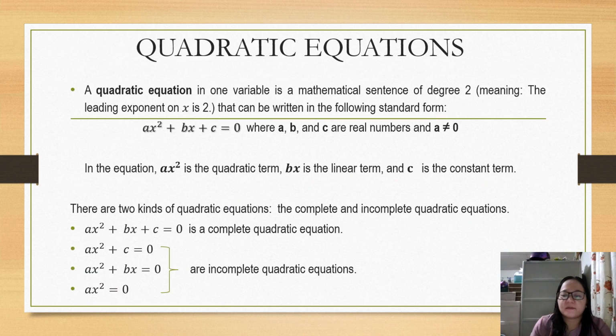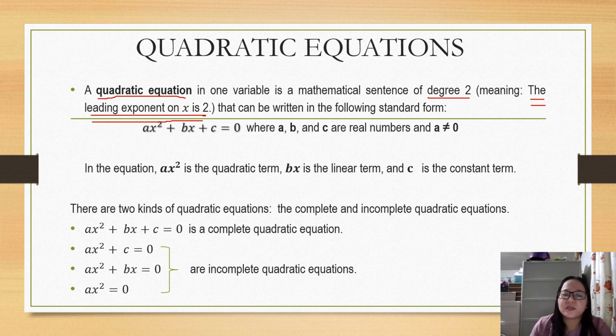Now that you have recalled how to multiply polynomials, you are now ready to venture into quadratic equations. So let us first define what a quadratic equation is. A quadratic equation in one variable is a mathematical sentence of degree 2, meaning the leading exponent on x is 2. So it is a quadratic equation if the leading exponent on x is 2.